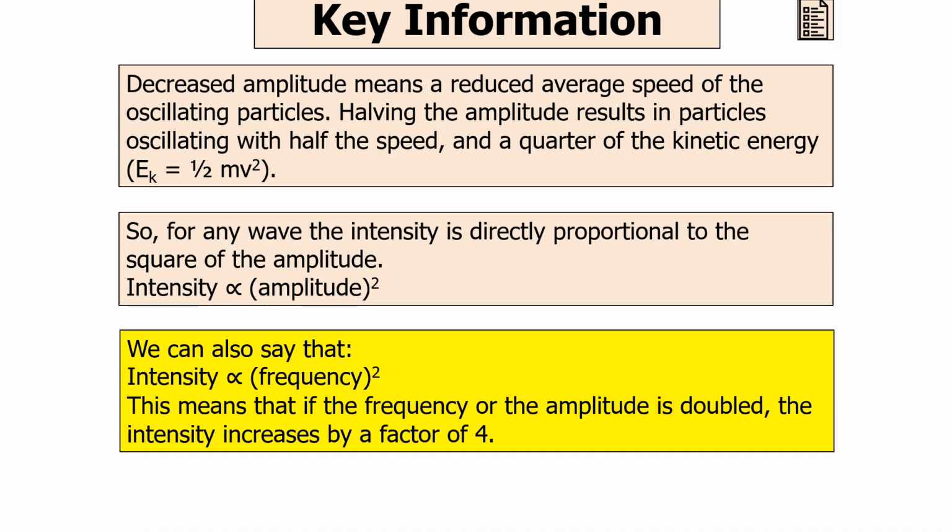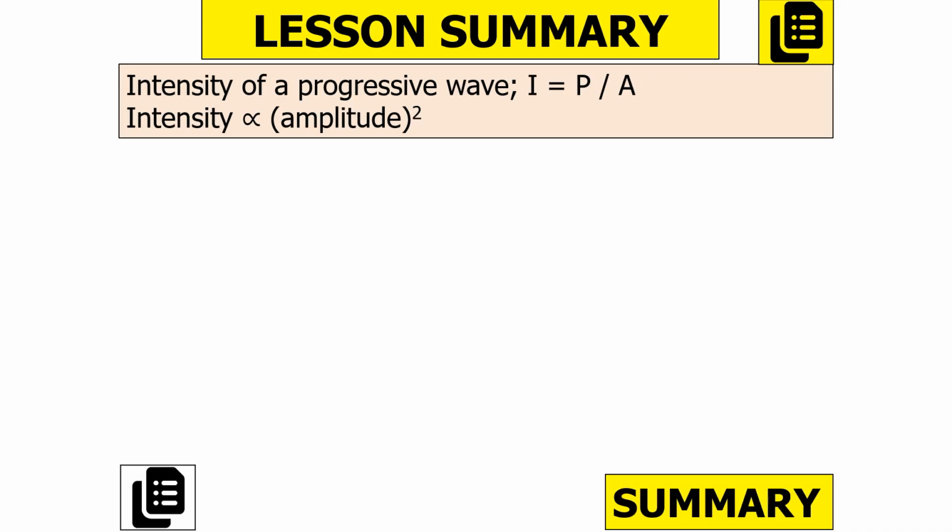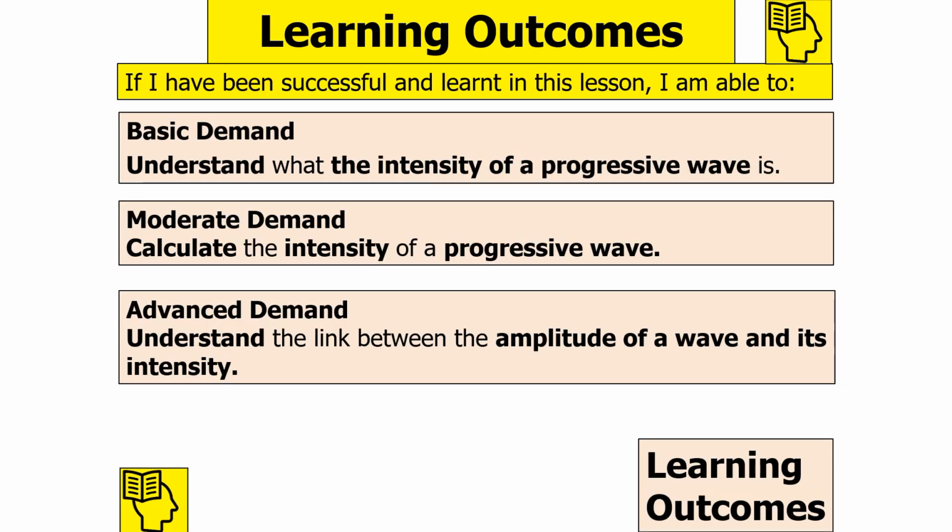To summarise today's lesson, we looked at what the intensity of a progressive wave is: the power received over the area, and that intensity is proportional to amplitude squared. If we've been successful, we should be able to understand what the intensity of a progressive wave is, calculate the intensity of a progressive wave, and understand the link between the amplitude of a wave and its intensity.